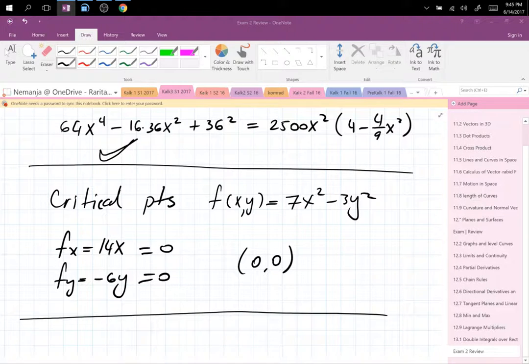Find problem 31, page 957. 31? We did this yesterday. No, we did 30 yesterday. I'm still a little shaky on it. All right.